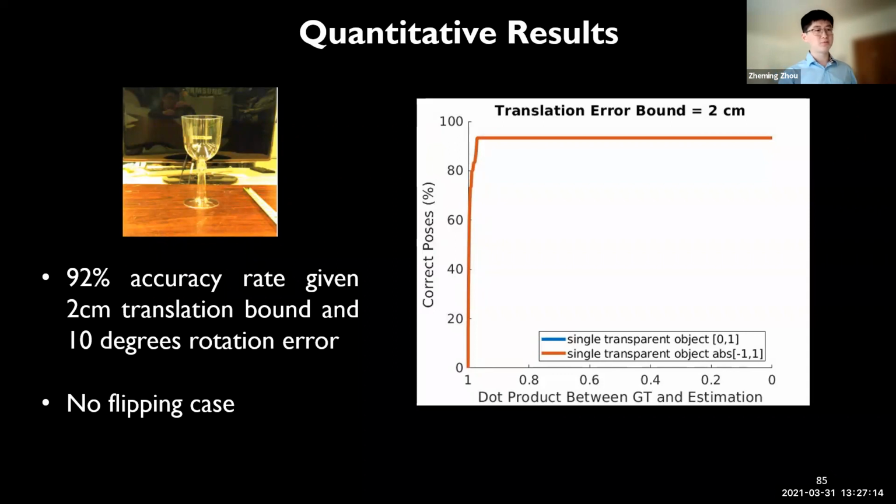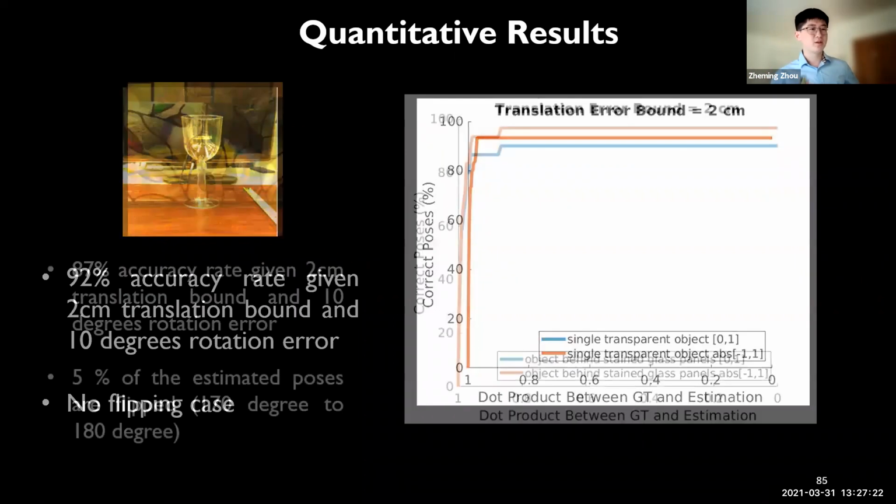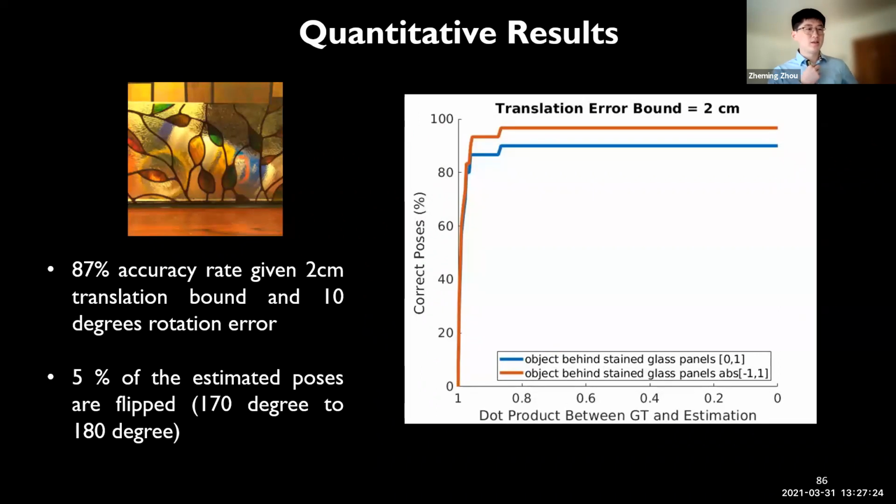For a transparent object, we can get a 92% accuracy rate given a 2 centimeter translation bound and a 10-degree rotation error, and there are no flipping cases. For the object behind 1 layer of translucent surface, we get an 87% accuracy rate, but there are 5% of estimated poses that are actually flipped in these cases.